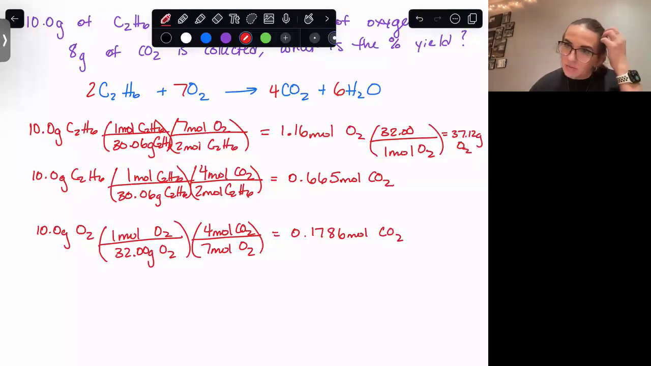Okay, so I compare my reactant to the same product, CO2. I prefer this method. You do whatever you want to do, whatever is going to get you to the correct answer.